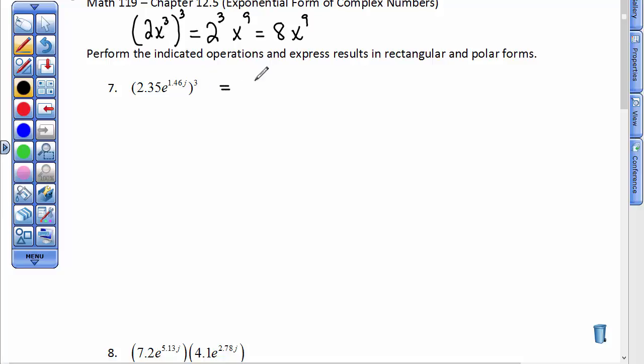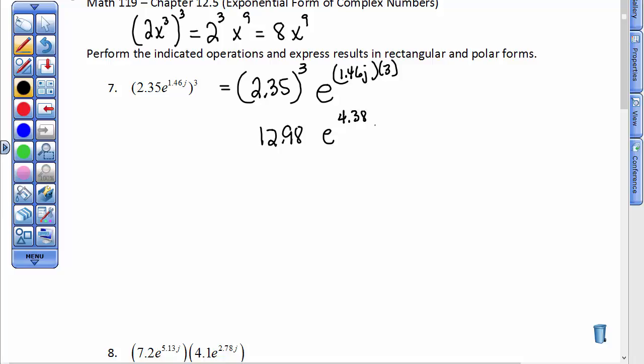So to do this in exponential form, we're going to take 2.35 and raise it to the third power, and then we're going to take the 1.46j and multiply it by 3. So again, this 3 got multiplied by 3. 2.35 to the third power is 12.98. 1.46 times 3 is 4.38j. Here this is in exponential form. Would you go ahead and take a minute now, and turn this into polar by converting this angle to degrees, and then rectangular?